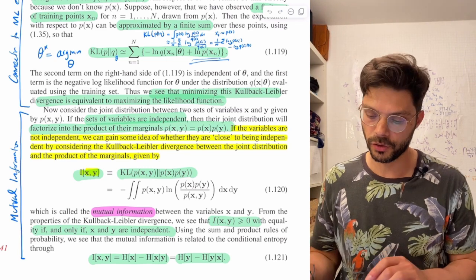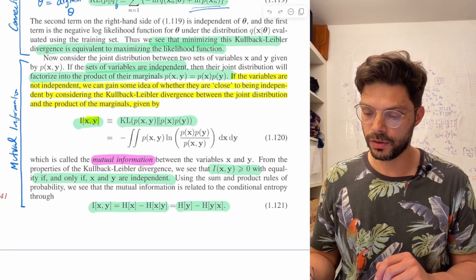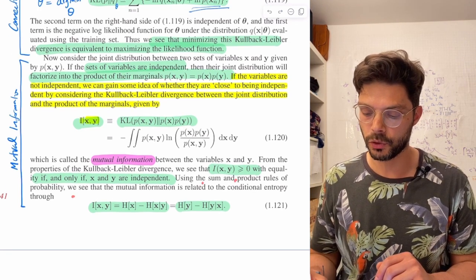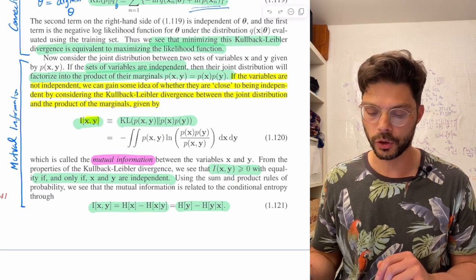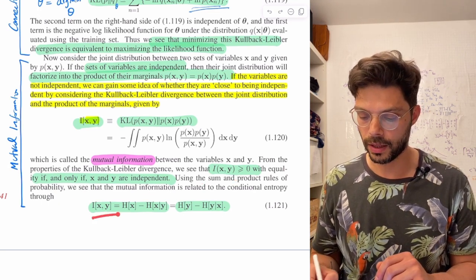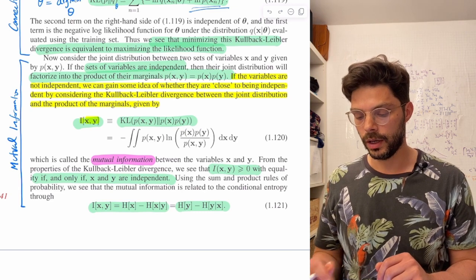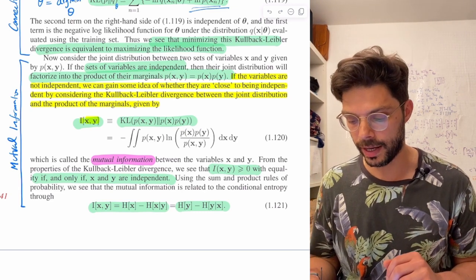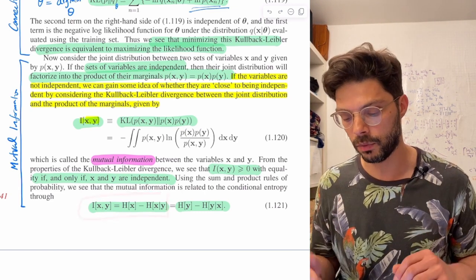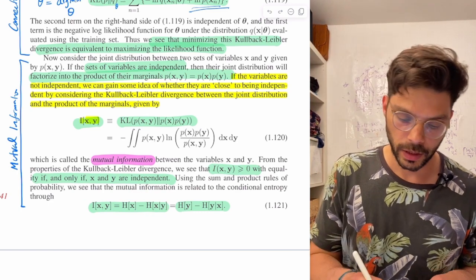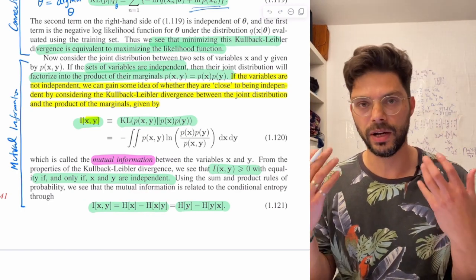And now it's very easy to show, so I'll leave that as an exercise for you. Using the sum and product rules of probability, we see that the mutual information is related to the conditional entropy through these expressions. These are actually quite intuitive expressions, and these are the ways that I remember what mutual information is. They have a very intuitive meaning.